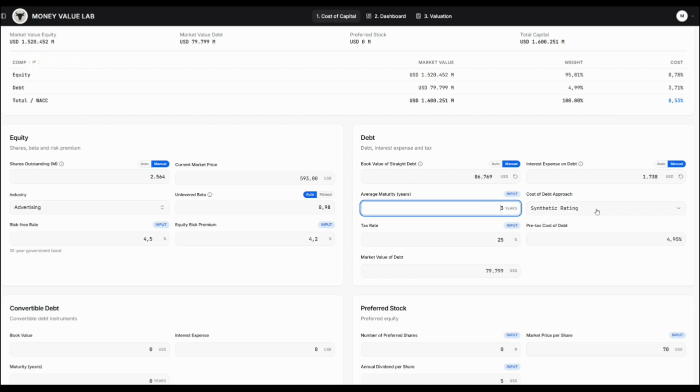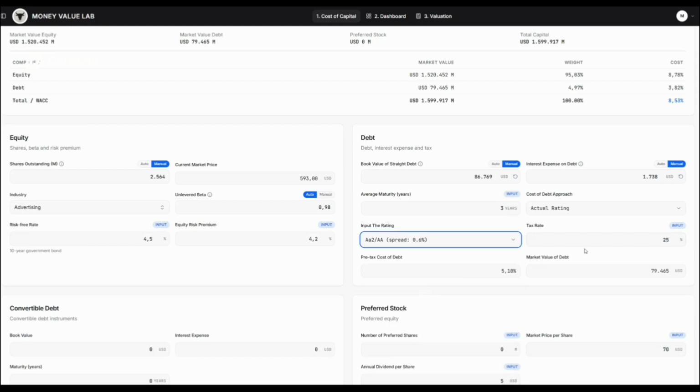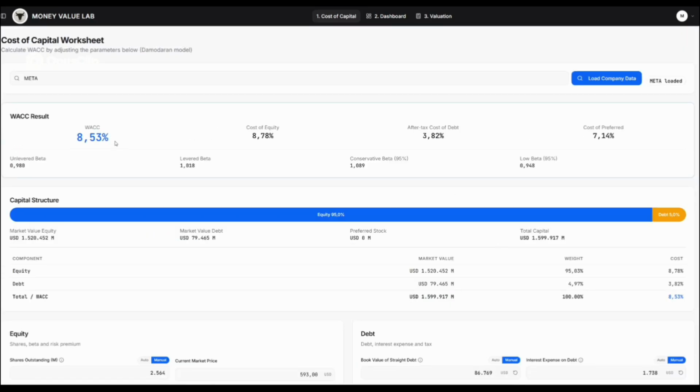Here it asks you, does the company have an actual external credit rating, or do you want me to use a synthetic rating? If you choose a synthetic rating, my model will calculate a default spread automatically. However, I know that Meta does have an actual credit rating, and it's double A. So the spread for that is 0.6%. Then it asks you what is the tax rate. 25%, I will not change that. And then finally, if we have any preferred stock, we don't in this case. Now we're done. You have the discount rate, 8.53%.